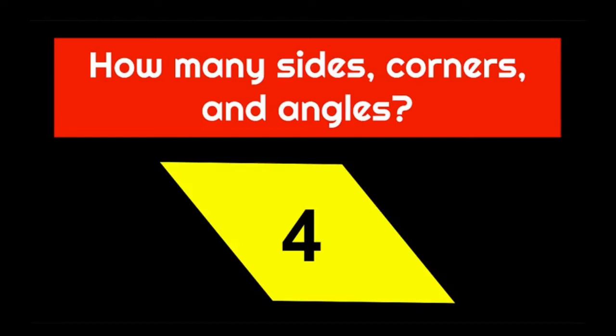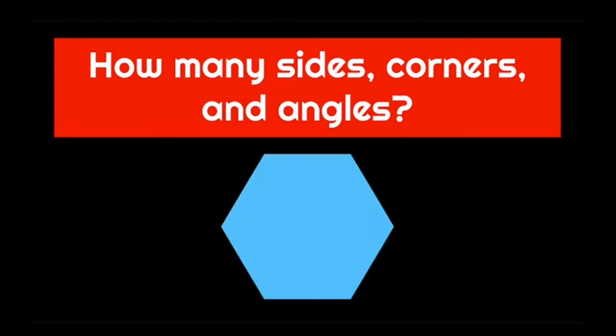All right, let's look at the next one. How many sides, corners, and angles for this shape? What do you think? Should we count sides, corners, or angles? Let's go with corners since we already did sides. Here we go. 1, 2, 3, 4, 5, 6. I'm going to assume or make an inference that there are going to be 6 sides, 6 corners, and 6 angles. Let's check. Yes, 6. Fantastic. All right, here we go. Next one.